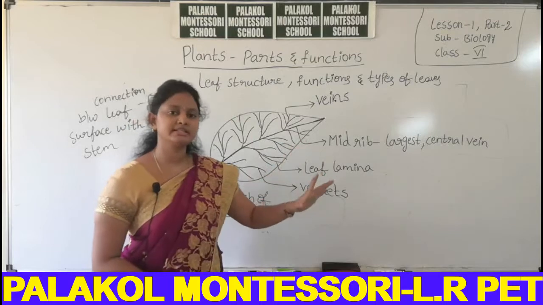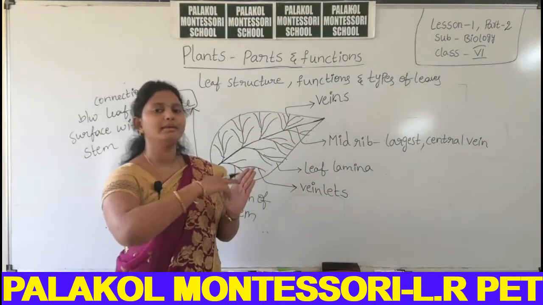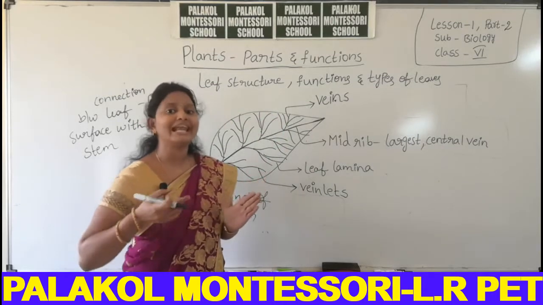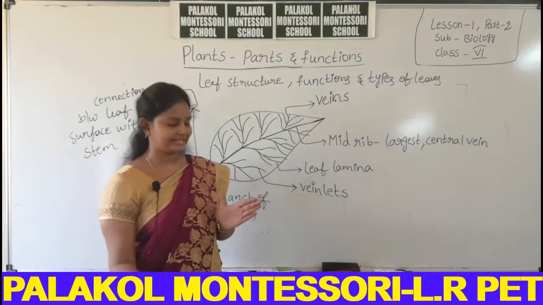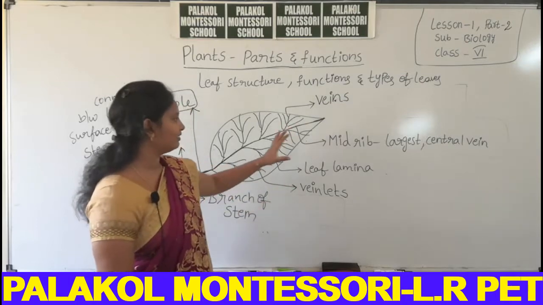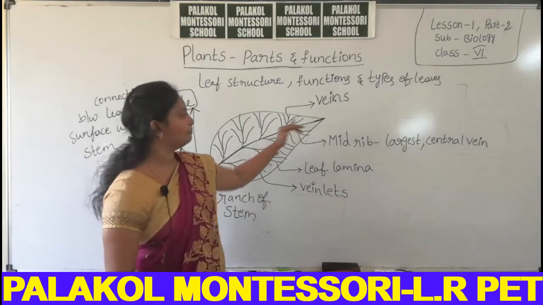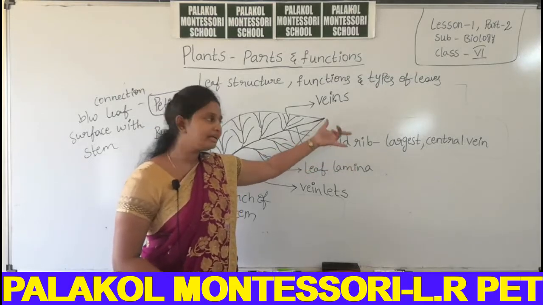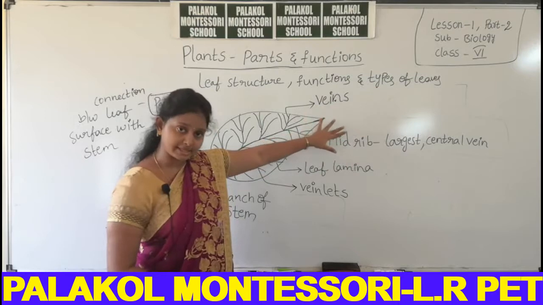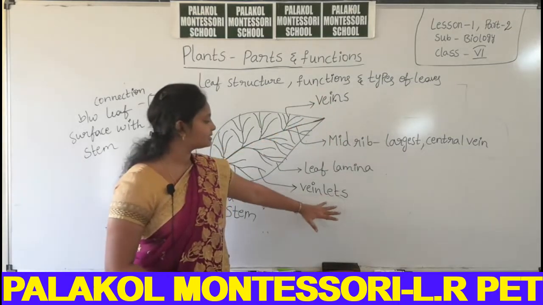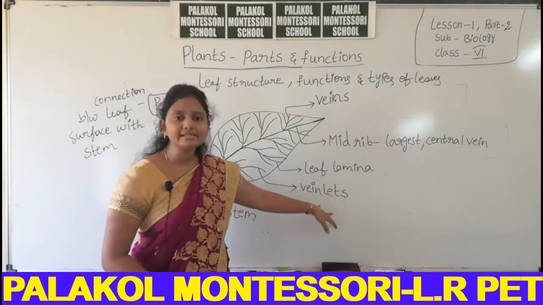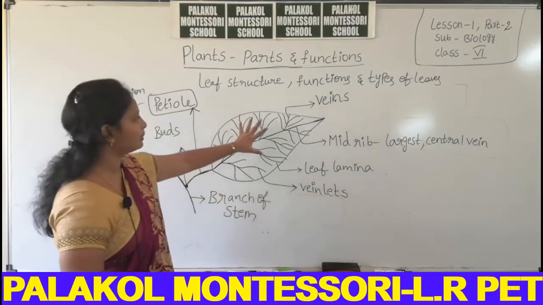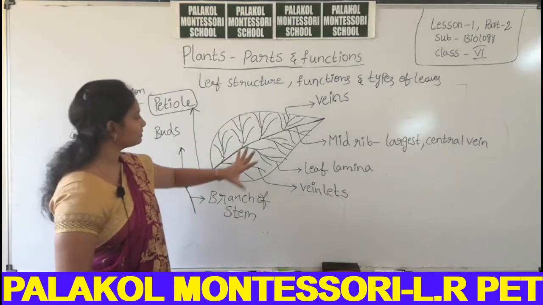In the root system, the main root forms branches called lateral roots. From the lateral roots, rootlets are formed. But here in the leaf, the main straight line is called the midrib. From the midrib, branches are called veins. From the veins, again branches are formed, called veinlets. Okay, this is about the structure of the leaf.